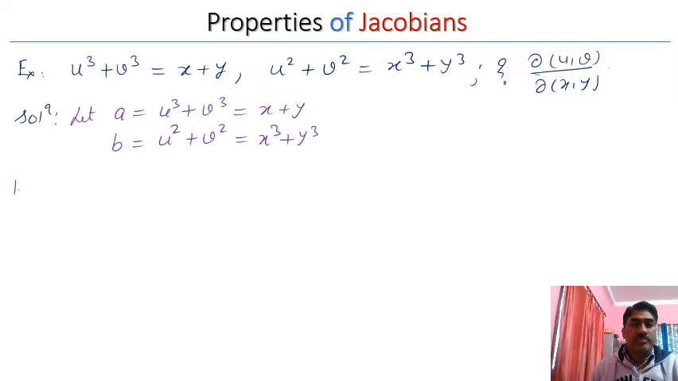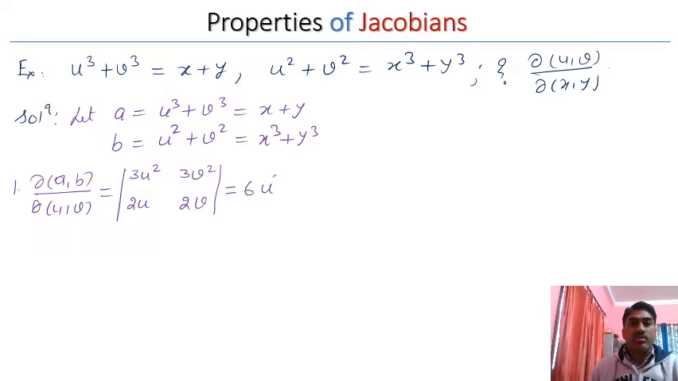So first, the Jacobian of AB with respect to uv. What is this? Del a by del u is equal to 3u square. Del a by del v is equal to 3v square. Del b by del u is equal to 2u, and del b by del v is equal to 2v. So you open the determinant to find 6u square v minus 6uv square, that is 6uv(u minus v).